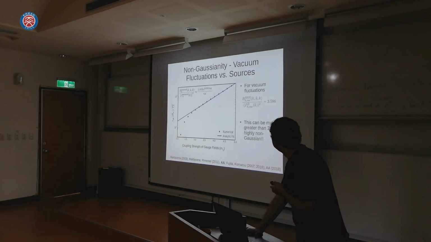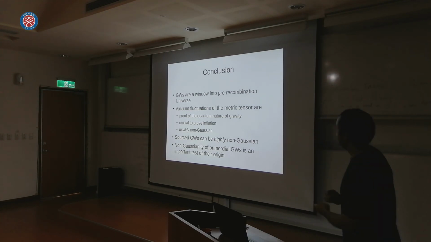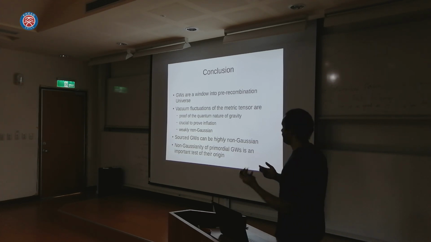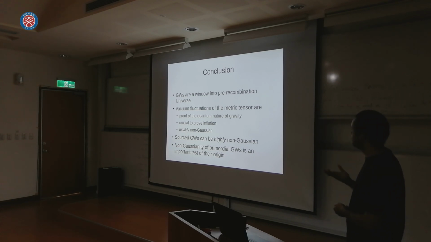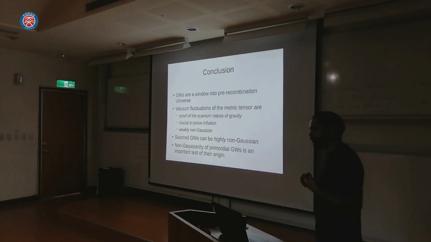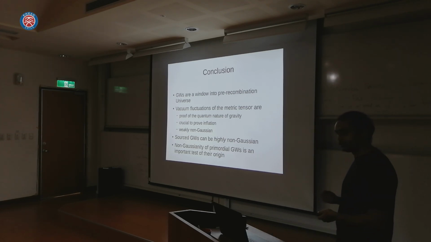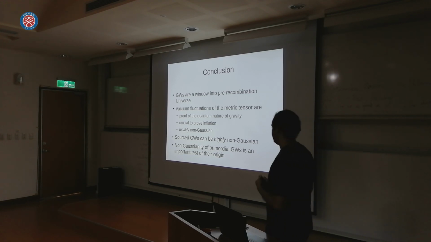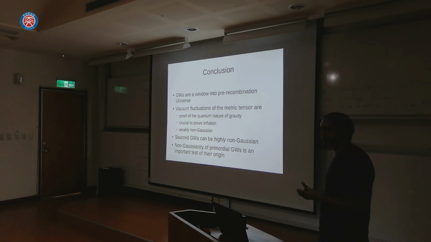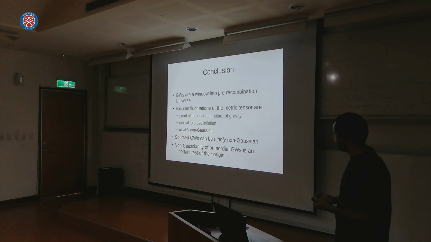So with this, I'd like to conclude. I hope I have convinced you that gravitational waves are essential to probe any beyond-standard-model physics. I've also shown that vacuum fluctuations are a proof of the quantum nature of gravity. They are crucial to prove inflation, and they are weakly non-Gaussian. And finally, with the help of an explicit model, we managed to show that sourced gravitational waves can be highly non-Gaussian, and thus non-Gaussianity of the primordial gravitational waves is an important test of their origin.